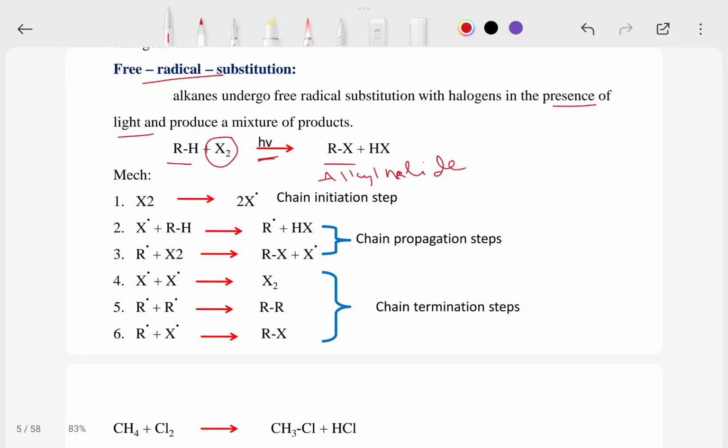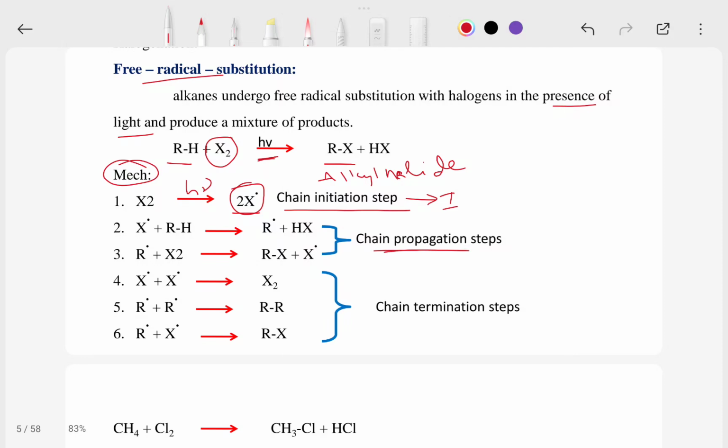The first step is the chain initiation step. In the presence of sunlight, halogens undergo homolytic cleavage to form halogen radicals, X dot. This step is called the chain initiation step. And the next, second step is called the chain propagation step.